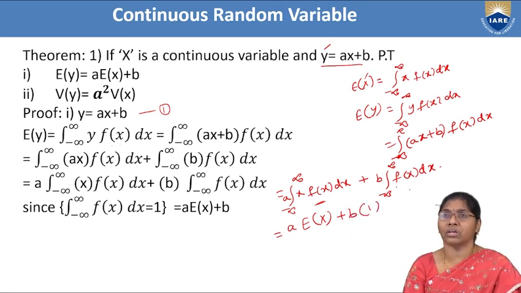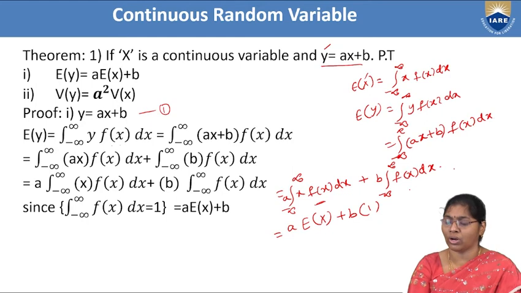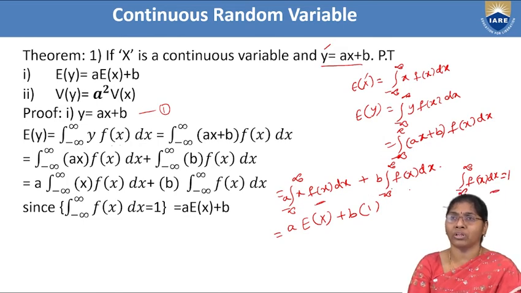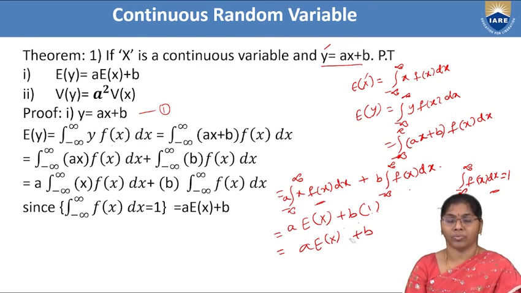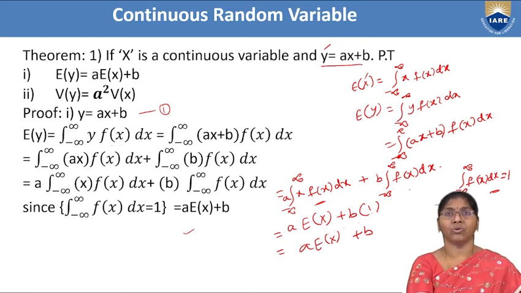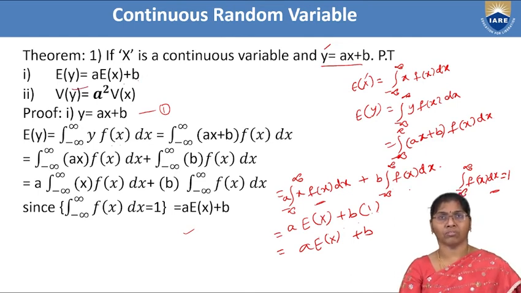We know for the density function that the integral from minus infinity to infinity of f of x dx equals 1. I am substituting that here, that is b into 1. So E of (ax plus b) equals a into E of X plus b. Now the first solution is completed: E of Y equals a into E of X plus b. Now the first part is completed.